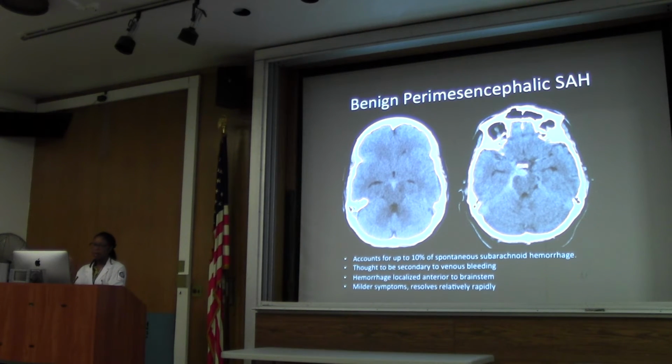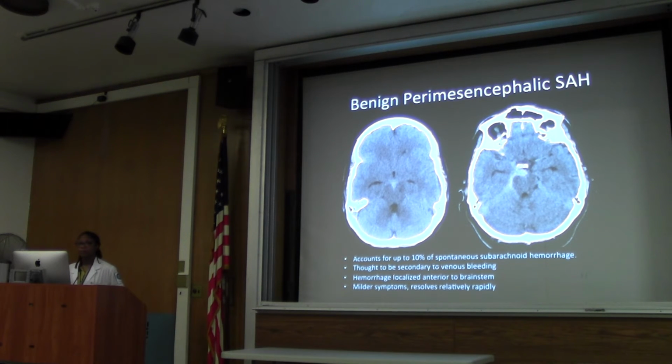And the patients have a headache, but it's not terrible, not the worst headache of my life. And it tends to resolve rapidly. But of course, this patient must still be worked up to exclude an aneurysm, so should still have a CTA and all the other necessary workup. Okay? Any questions on this?